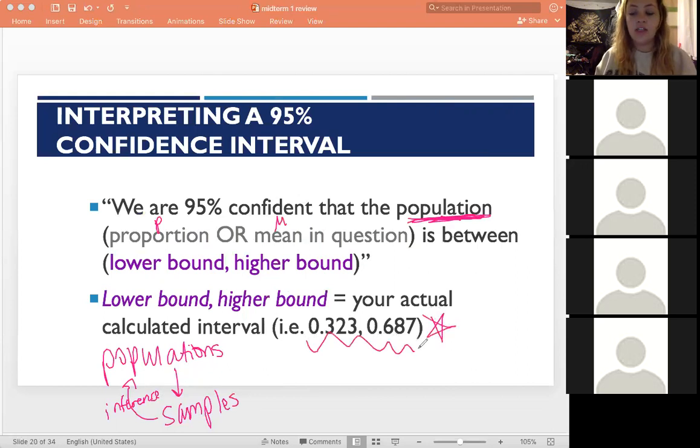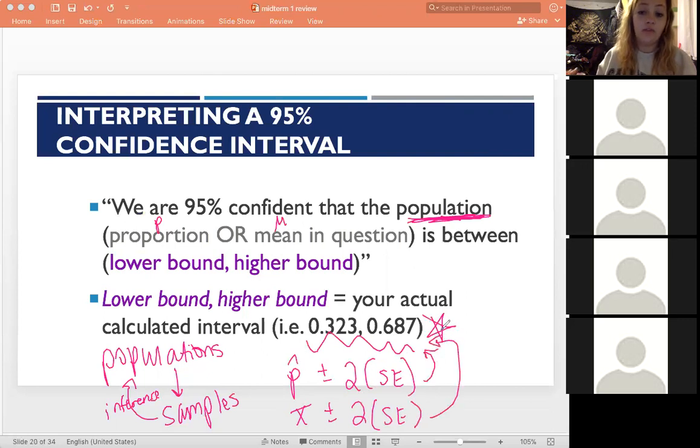So this is the answer you're going to get after you do the point estimate plus or minus 2 times your standard error for a 95% confidence interval, or like I said, for means, the same plus or minus 2 times your standard error. After you do these equations, you get an interval like this. When you do the minus, you get the lower bound, and plus gives you the higher one.